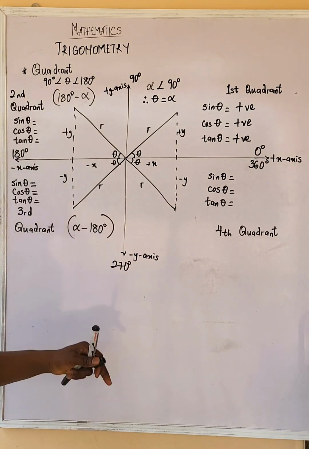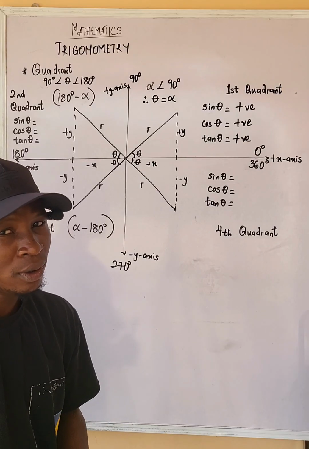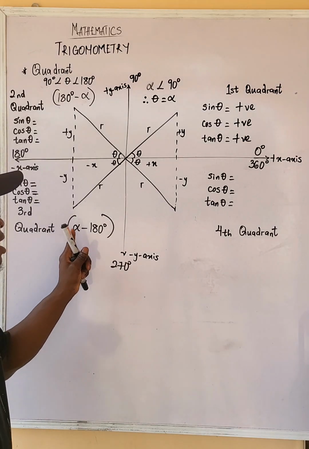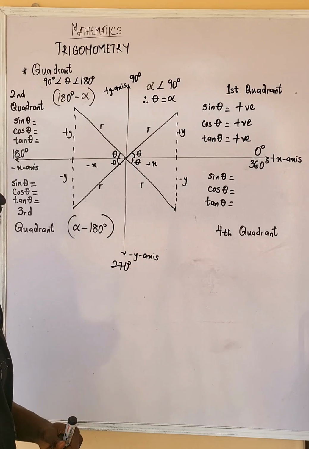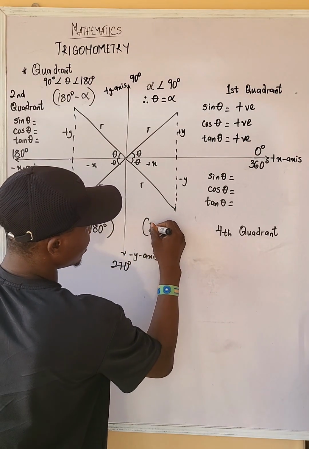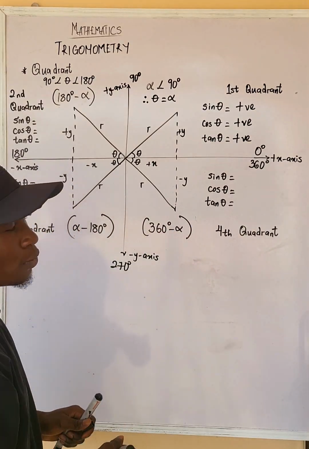You say that angle minus 180. You don't want to say 270 minus that angle. No, that's not how we do it. On this third quadrant, to get the angle here, it is that angle minus 180 degrees. And to get the angle on the fourth quadrant, what do you say? You say 360 degrees minus that angle. That's how you get the angle on the fourth quadrant.